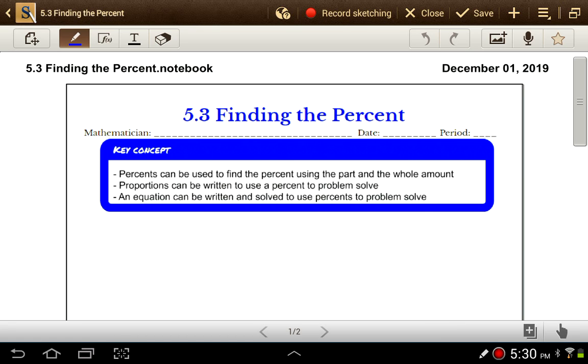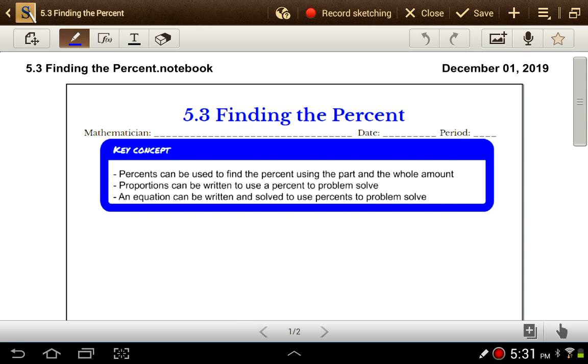So hopefully you've watched the other videos, 5-1 and 5-2, to get some kind of concept of what we're doing. We're just going to continue on that with finding the percent. Again, percents are out of 100. That's going to be important for us to solve these. We could use proportions or equations to help solve a problem. And in this example, I'm going to give you the part and the whole amount, and then you're going to tell me what percent the part is of the whole amount. Okay, and that's what we're going to be working on.